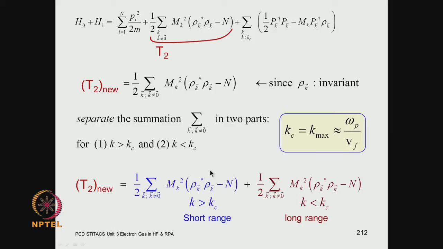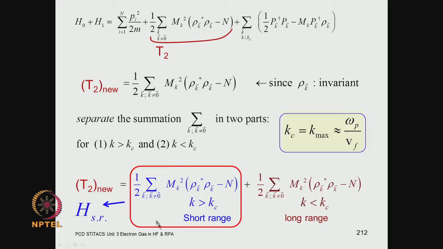So, this corresponds to k larger than kc, distance is the inverse of it. So, this is the short range term, okay. k is 2 pi by lambda, so the distance appears in the denominator. So, this is the short range term and this is the long range term. In other words, whatever interaction is represented by the term T2 in the full Hamiltonian is broken into a short range interaction and a long range interaction.